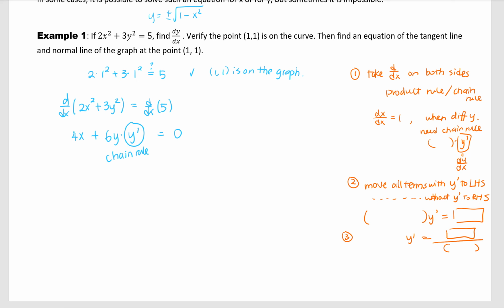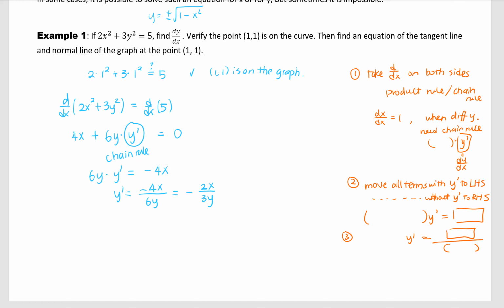Now, this is the term with y prime. This is a term without y prime. What are terms? Terms are separated by plus or minus. So this is one term, and this is a factor of a term. We keep this term on the left. The 4x, we move to the other side. It becomes minus 4x. Then y prime is minus 4x divided by 6y. 2 is a common factor. We can cancel the 2, and this is what we get. This is the derivative.